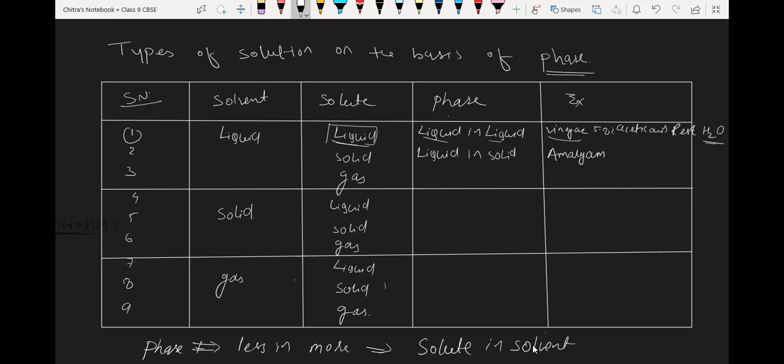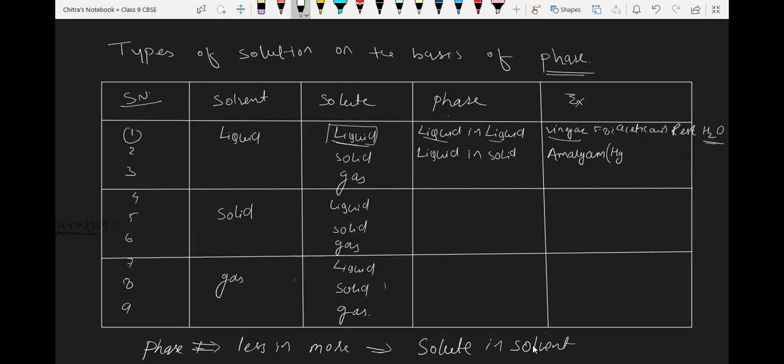You know what is amalgam? No, sir. Okay. It is an alloy of any metal along with mercury. Any metal along with mercury is called amalgam, because mercury, which is Hg, is present in liquid state.